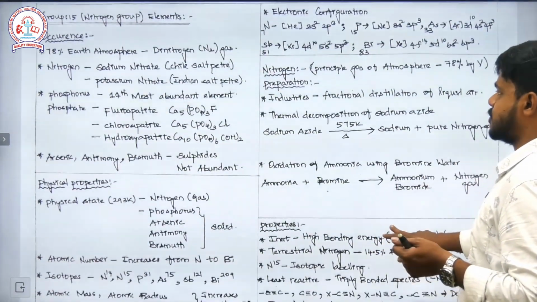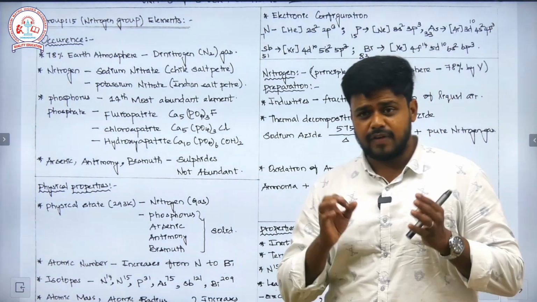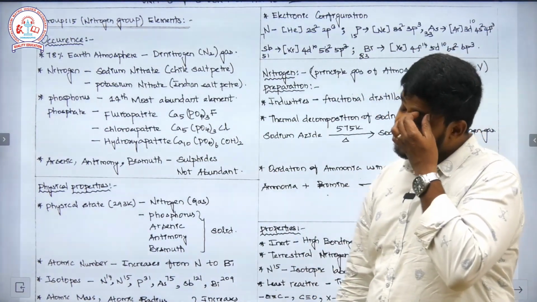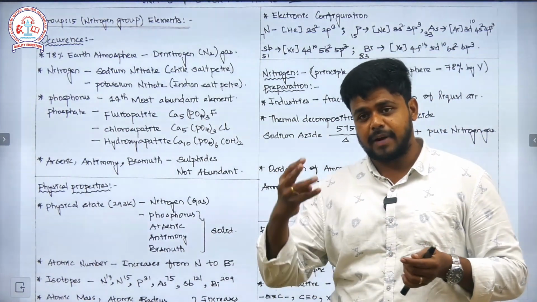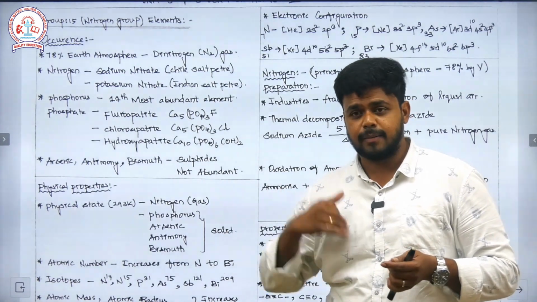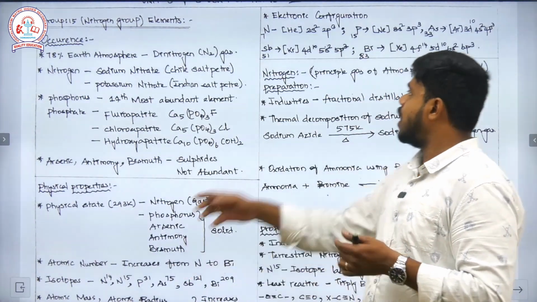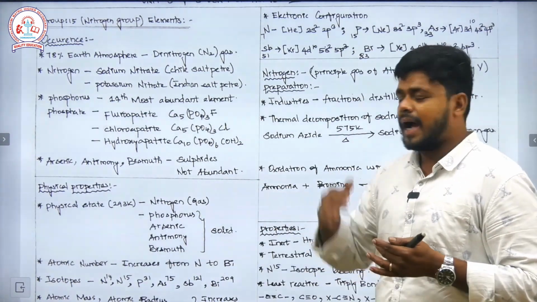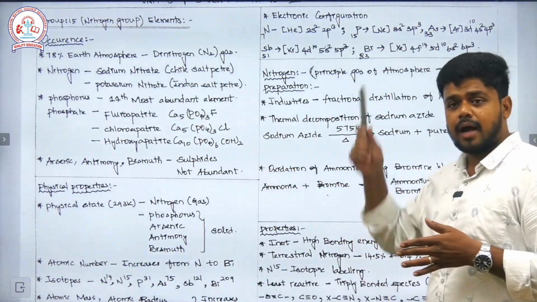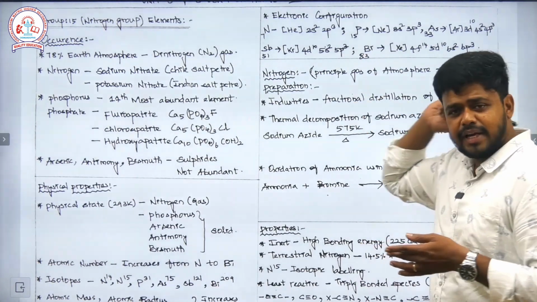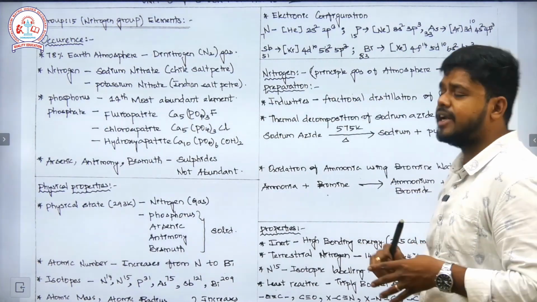Electronic configuration is very easy to learn. The elements of the group are nitrogen, phosphorus, arsenic, antimony and bismuth. Nitrogen has atomic number 7, and you add 8 to that, so phosphorus gets 15. Again add 8 to get 33 for arsenic, and again add 8 and antimony gets 51.